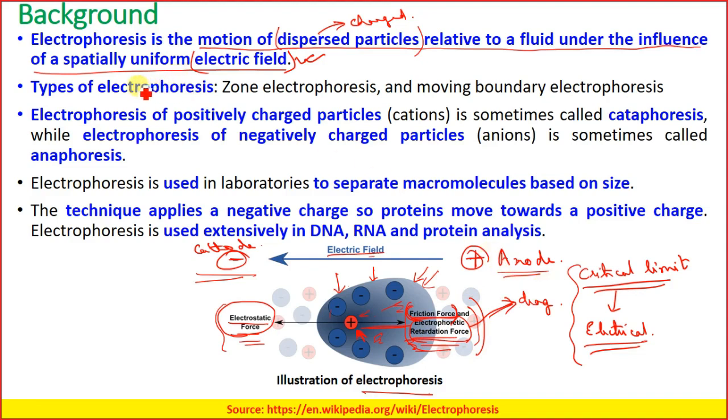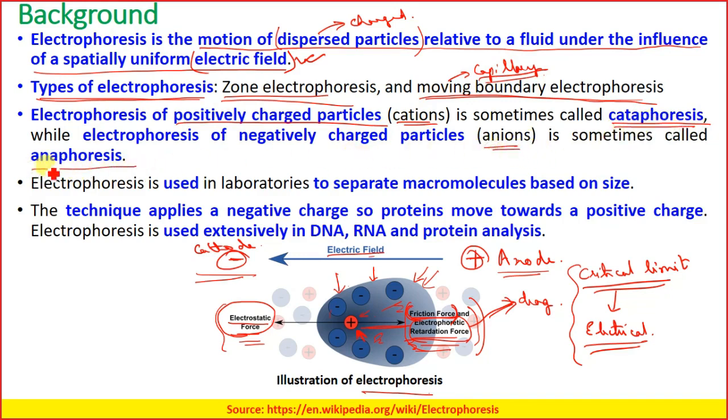and then, as I was telling you, there are two types of electrophoresis techniques. The first one is zone electrophoresis and the second one is moving boundary electrophoresis. And the example of the moving boundary electrophoresis is capillary electrophoresis. Okay. Now, electrophoresis of the positively charged particles, that means the cations, is regarded as cataphoresis, whereas for the anions, it is regarded as anaphoresis. Okay.